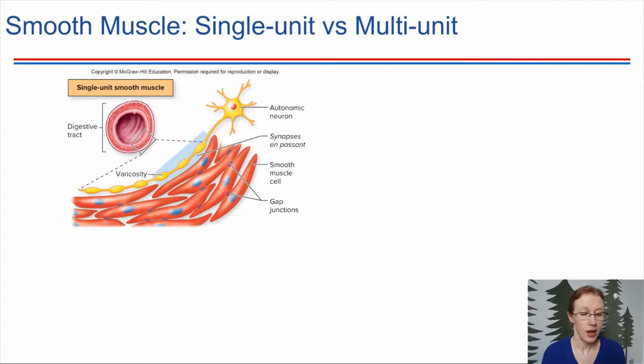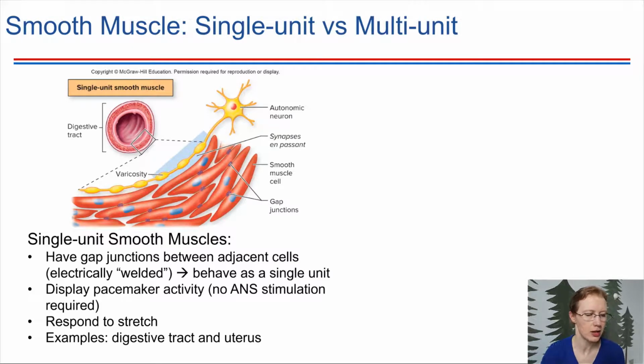A couple of different types of smooth muscle. Smooth muscles can exist in what's called a single unit or a multi-unit form. Single unit refers to the fact that these cells behave as a single unit. If you look at these smooth muscle cells, they have lots and lots of gap junctions between them, and this means that they tend to behave as a single unit. If there's an action potential in one of these cells, then that is going to very quickly be transferred to all of these other cells due to those electrical connections. These are the types of smooth muscles that we have in the digestive tract as well as the uterus. This allows these muscles to act in unison.